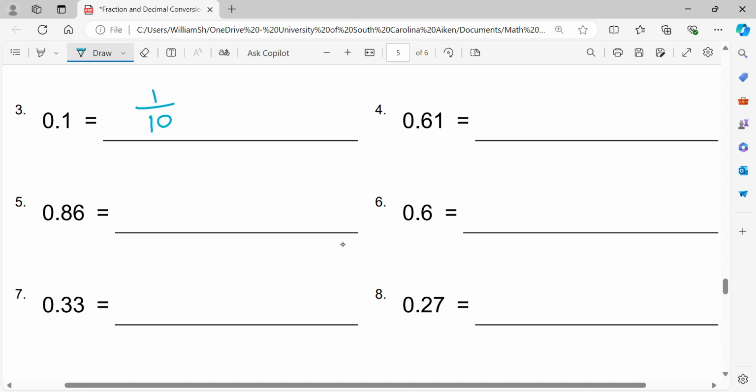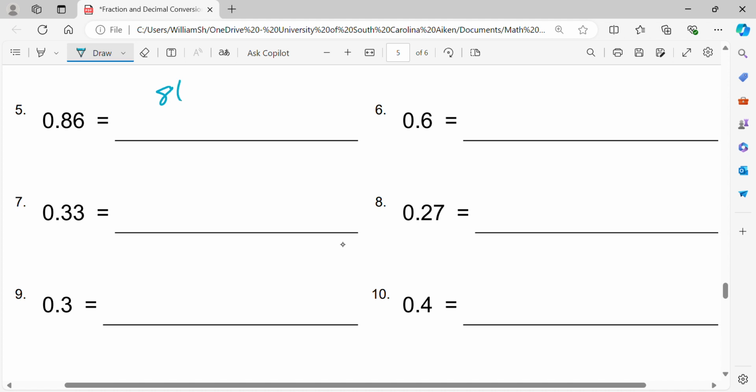Alright, 0.61. That furthest decimal is that 1, and it's in the hundredths place. So I'm looking at 61 over 100. Reduce if possible. Here I can't reduce, so I'm done. 0.86. Okay, that 6 is in the hundredths place, so I'm looking at 86 out of 100. I can definitely reduce here.